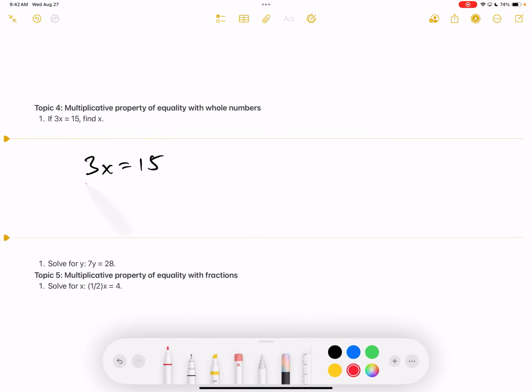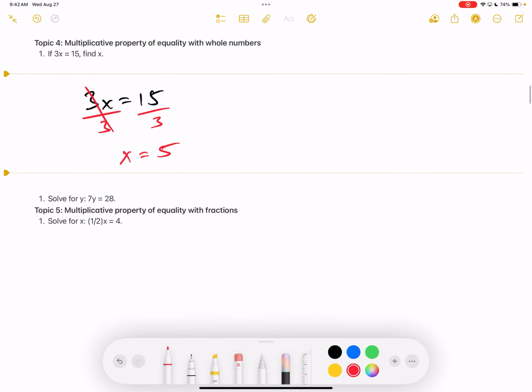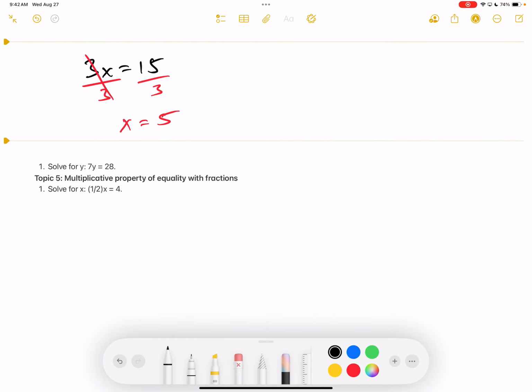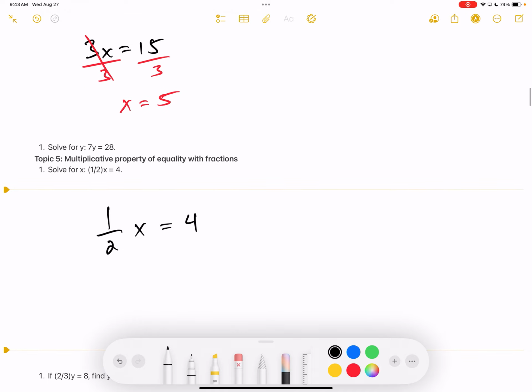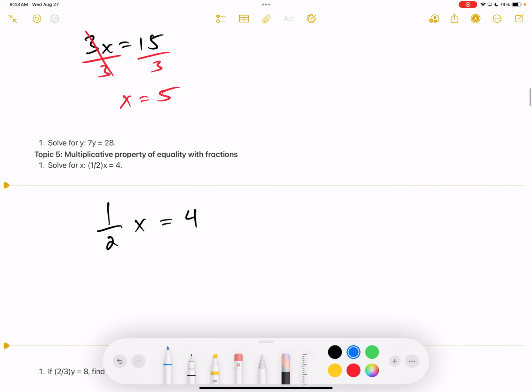All right, so we already kind of did this because I jumped ahead, but when you have 3 times x, to get rid of the 3, you divide by 3, so you get x equals 5. So these cancel out, and that gives x by itself. This one, the easiest way to do this is what we were doing earlier.